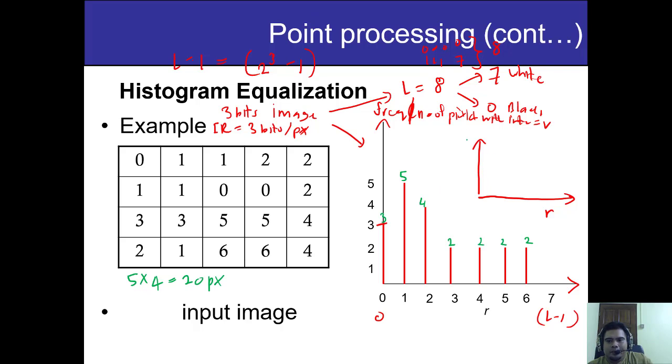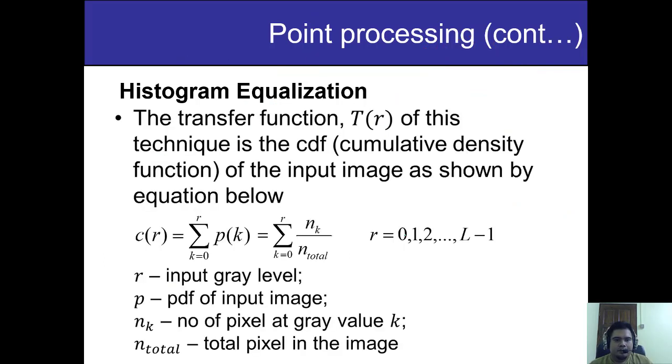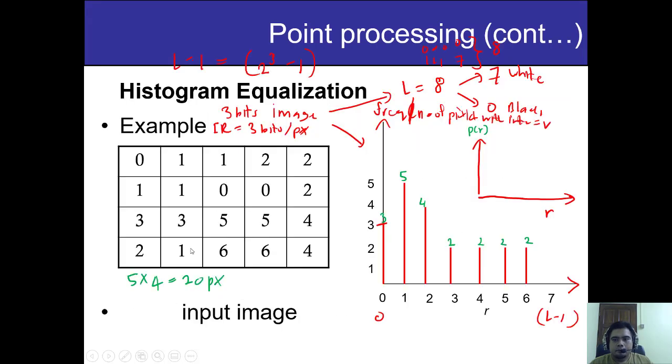If you want to plot the PDF, let's say this is your PDF, or you can do something like this as well. PR or PK doesn't matter, because the equation there is using a PK, because K also refers to the intensity value. So that's why here I'm using R there.